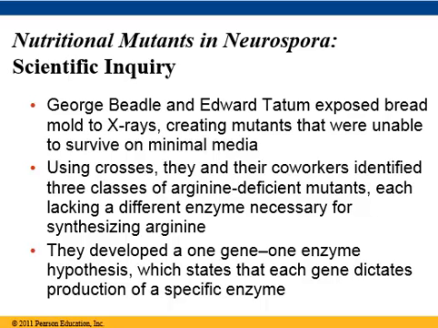But Beadle and Tatum were able to establish a link between genes and enzymes by exploring the metabolism of a bread mold known as Neurospora crassa. Beadle and Tatum bombarded this bread mold with X-rays and screened the survivors for mutants that differed in their nutritional needs from wild-type mold. From this, they eventually developed a one gene, one enzyme hypothesis, which states that each gene dictates production of a specific enzyme.